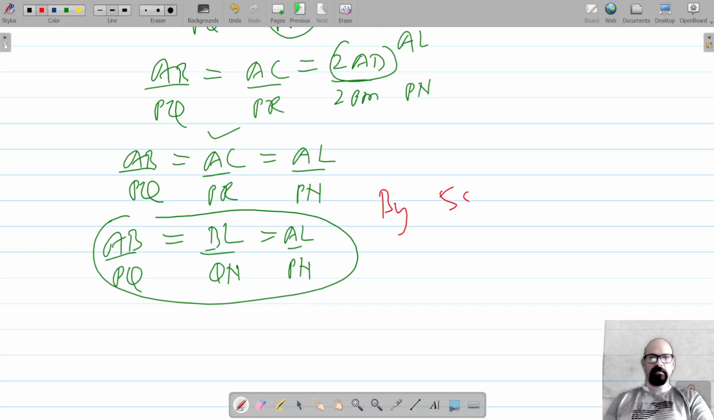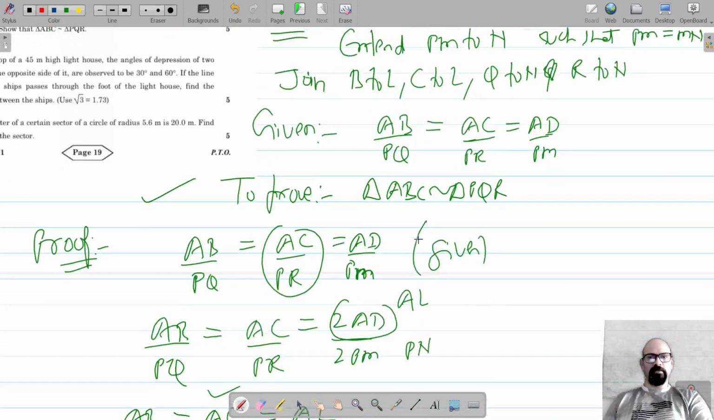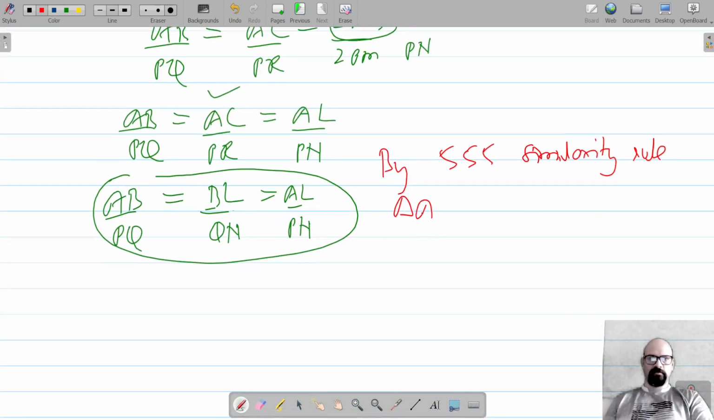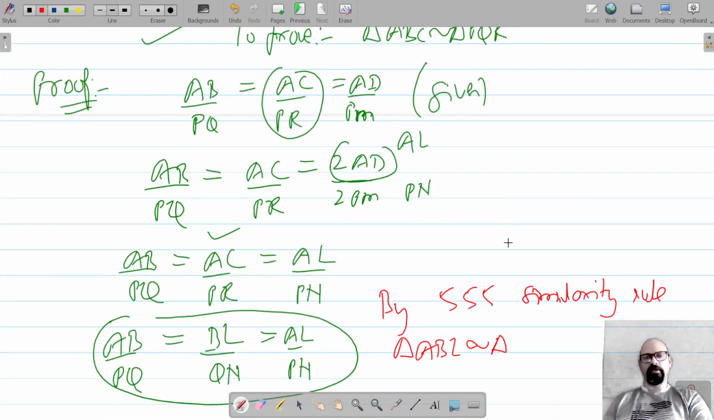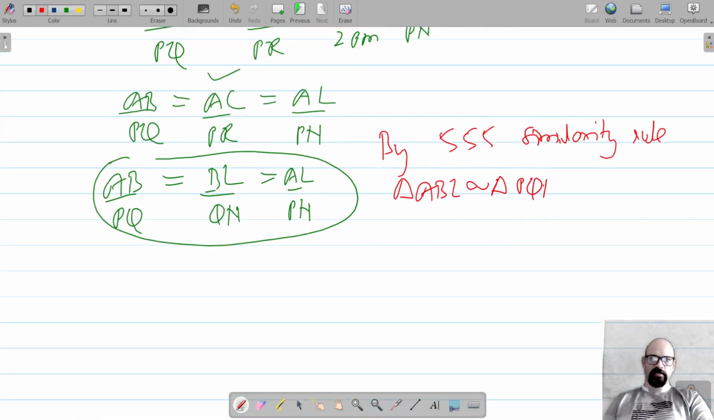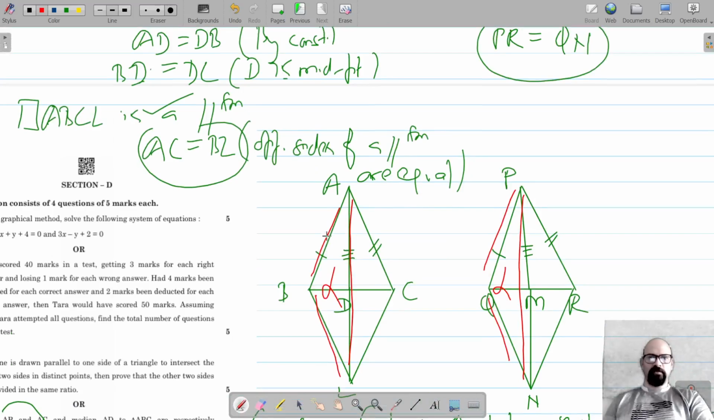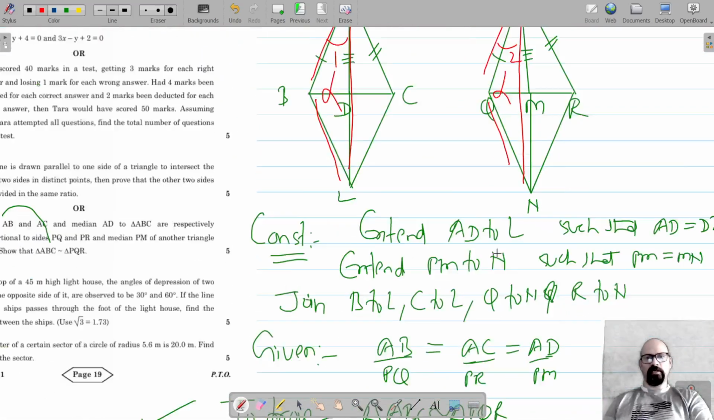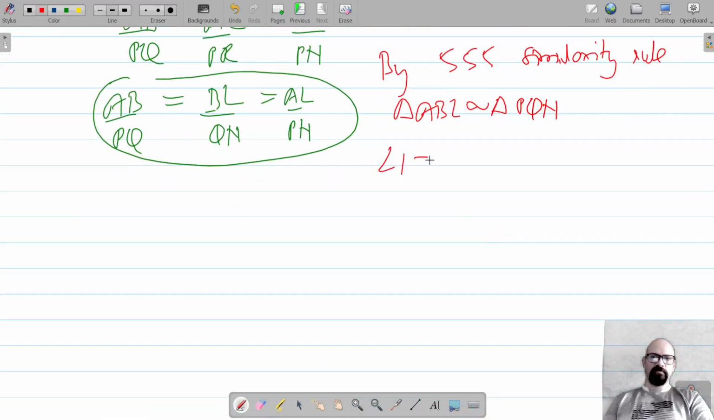So I can write that by SSS similarity rule, triangle ABL is similar to triangle PQN. If these two triangles are similar, let's say this is angle 1 and angle 2, so angle 1 and angle 2 are equal because these are the corresponding angles of the similar triangles. The corresponding angles of similar triangles are equal once the triangles are similar.